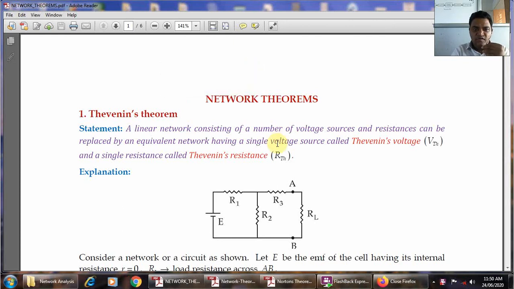Today we are going to discuss the network theorems. The first theorem is Thevenin's theorem. First, we will discuss the statement of the theorem.